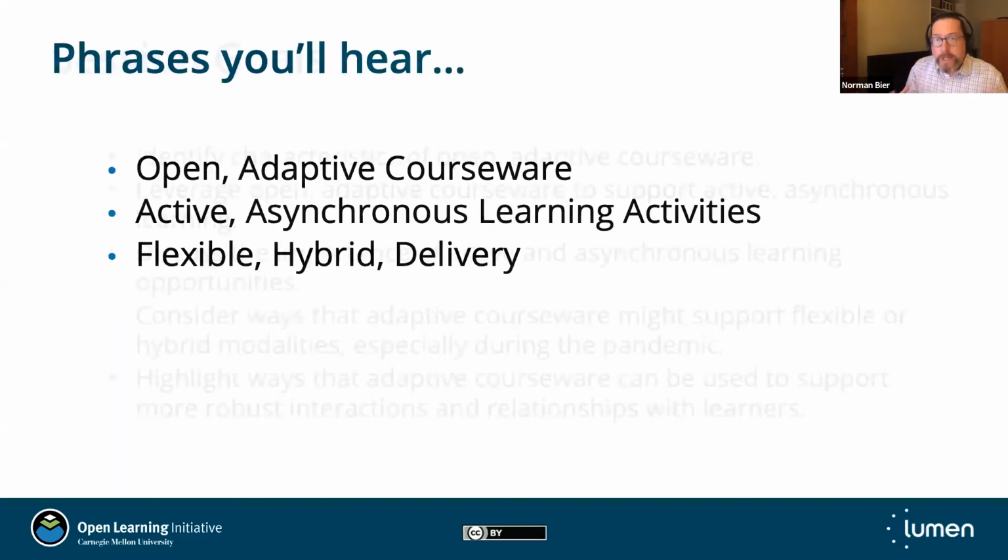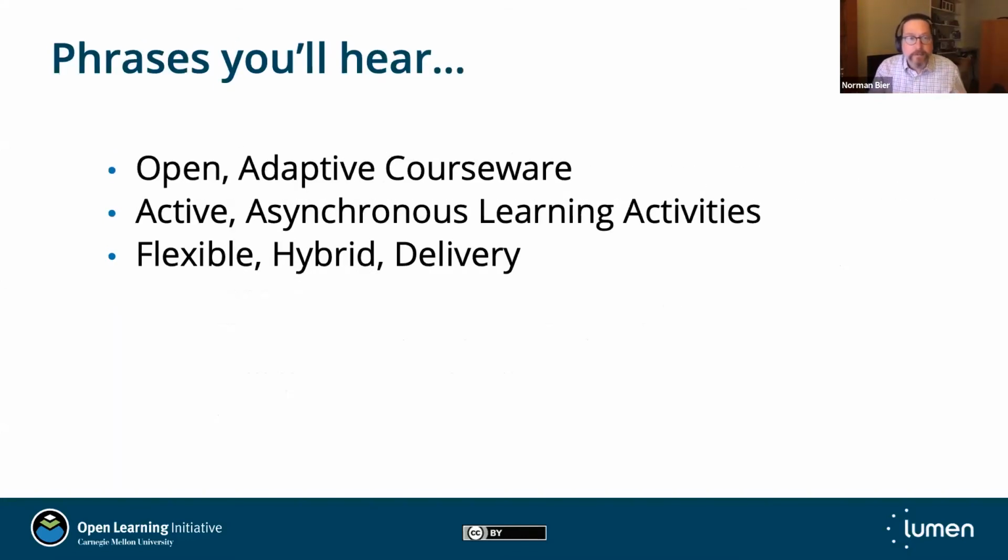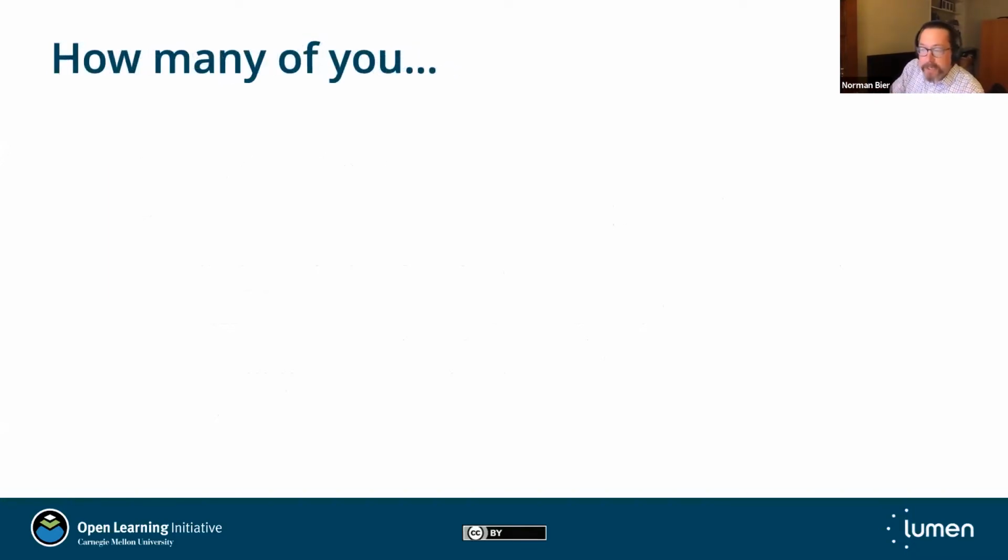So what are you going to be hearing from us? You're going to be hearing a lot of different phrases repeated: open and adaptive courseware, active asynchronous learning, and some talk about flexible hybrid delivery. These are things that we'll want to unpack a little bit and hopefully set the stage for a larger conversation. But diving into that, straight off the bat, let's put those yes and no buttons to use.